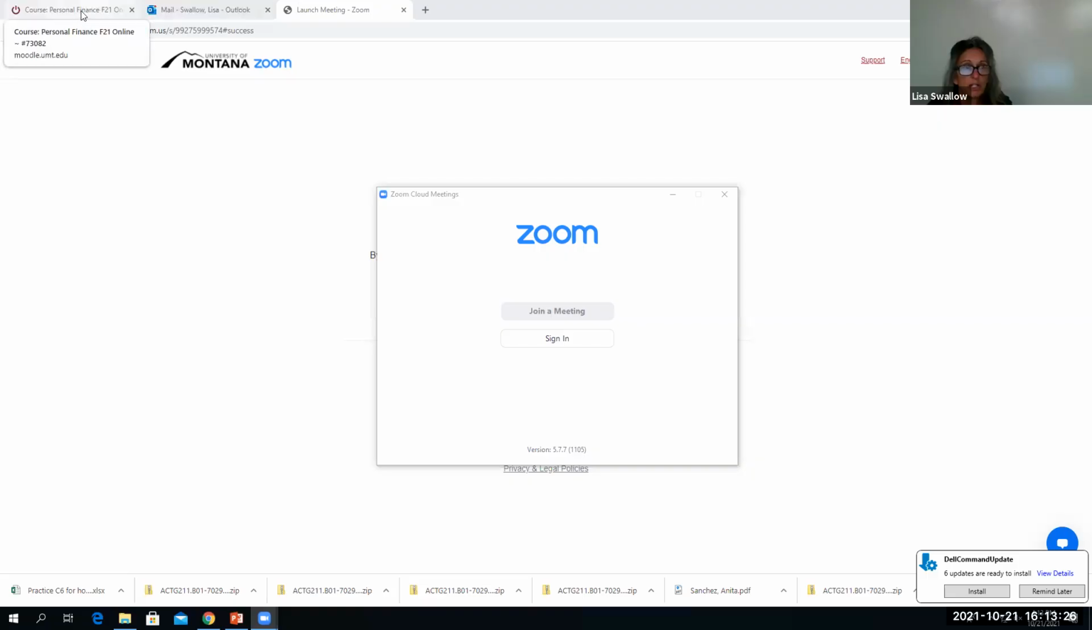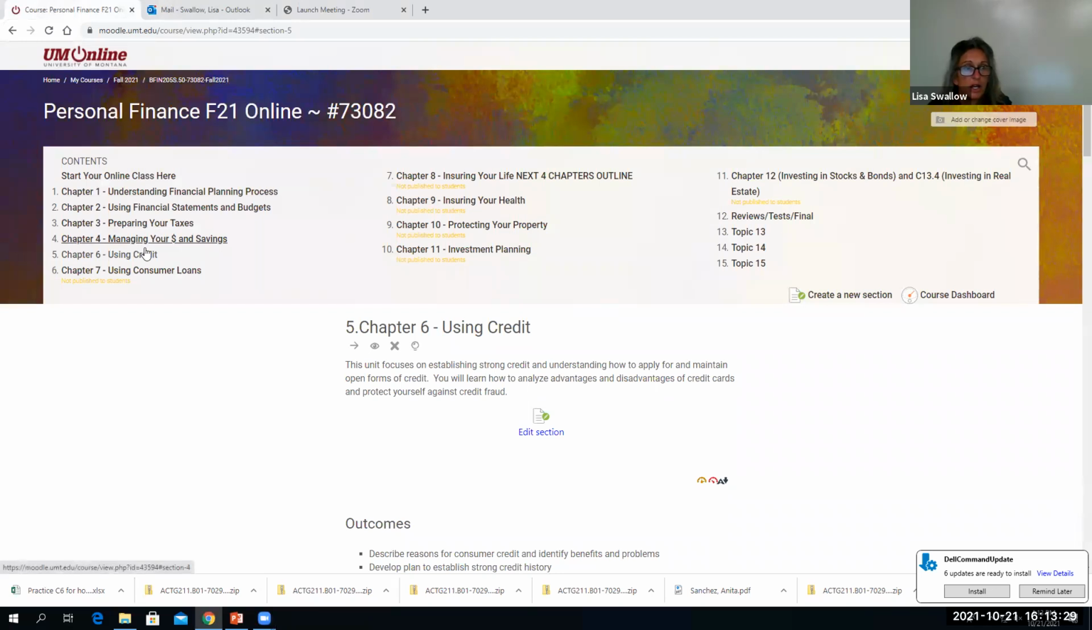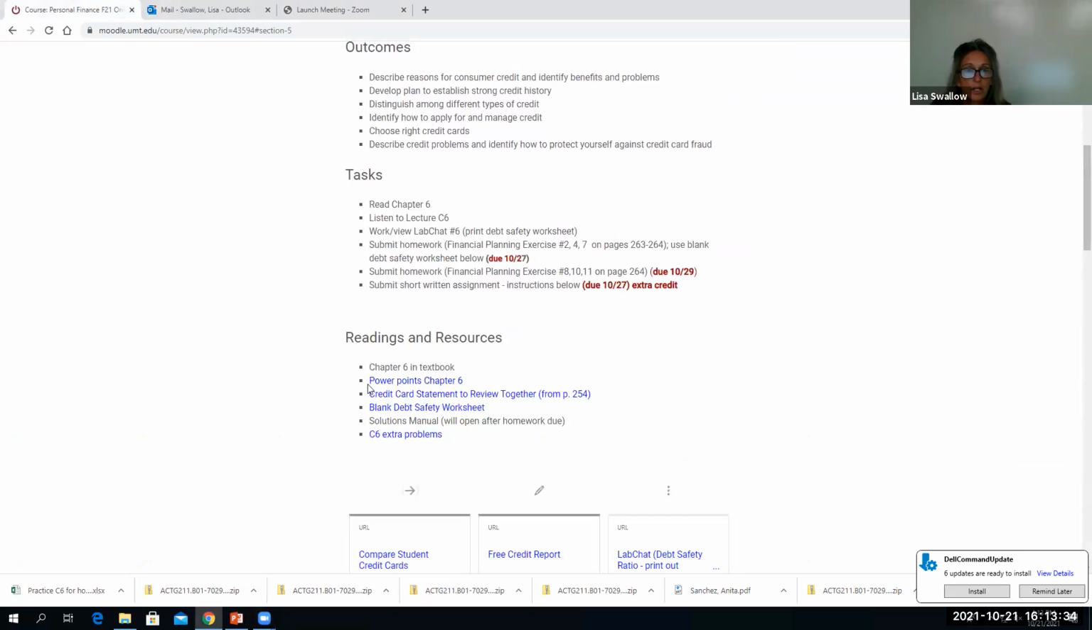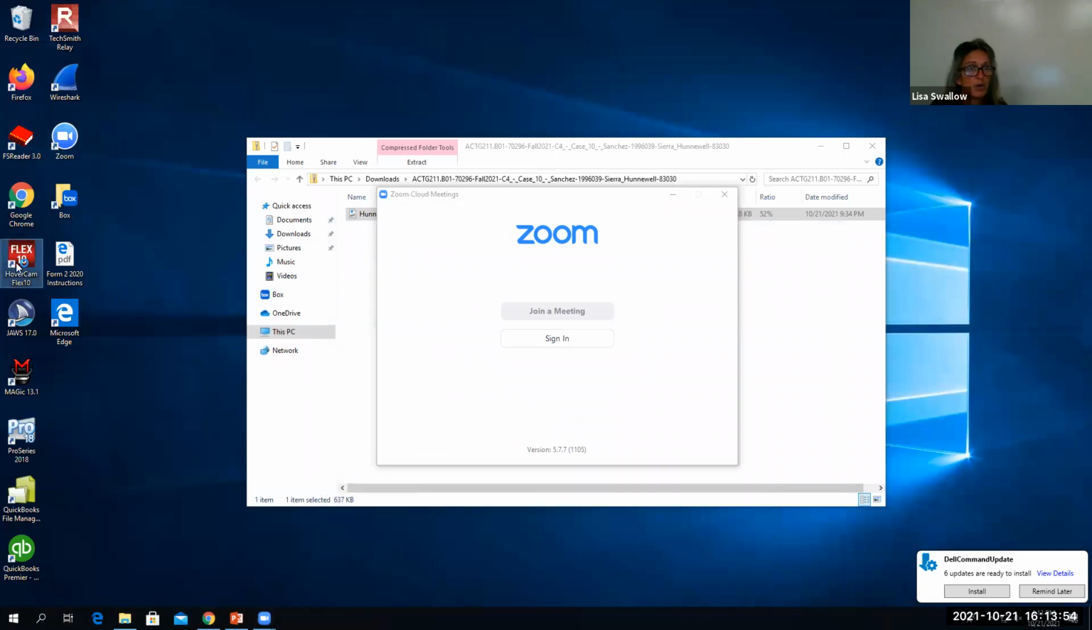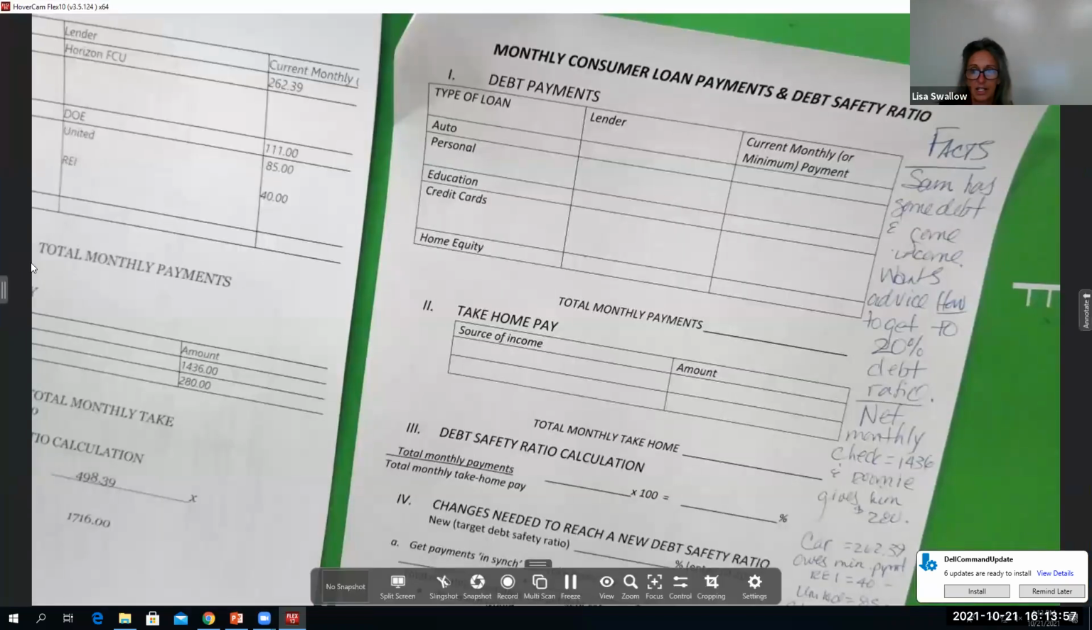So what I'd like to do is take you over and show you what you need to pull down from the Moodle shell. So I'm in chapter 6, using credit. And there is a worksheet that you're going to pull down, and we're going to complete that together. I'm going to give you some facts, and then we're going to work through that together. So please go ahead and make sure that you've got that in front of you, pencil, calculator, etc. And then we will pop over to the sheet and the facts that I've prepared.